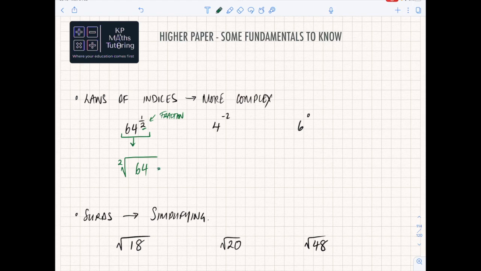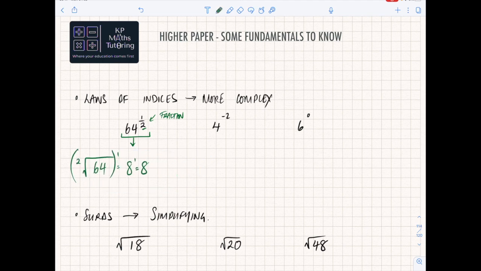So effectively, I'm doing the square root of 64. I work that out, and then because the numerator is 1, I then put it to the power of 1. So the square root of 64 is 8, and then 8 to the power of 1 is 8. So 64 to the power of a half is just 8.